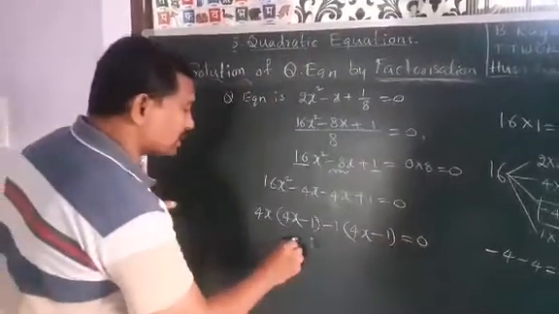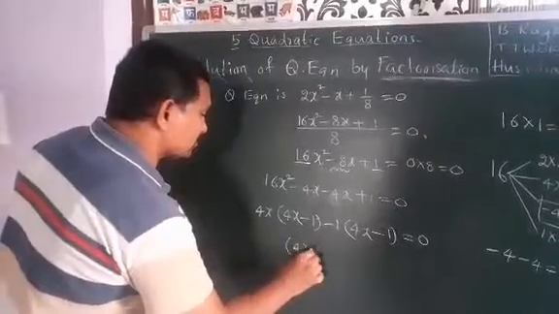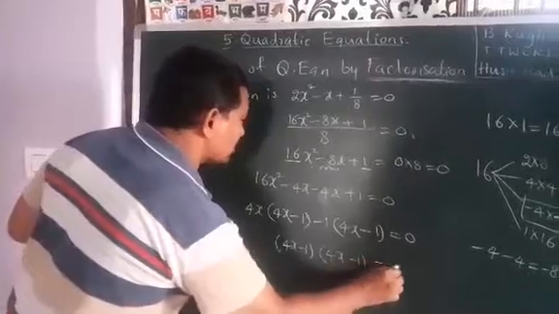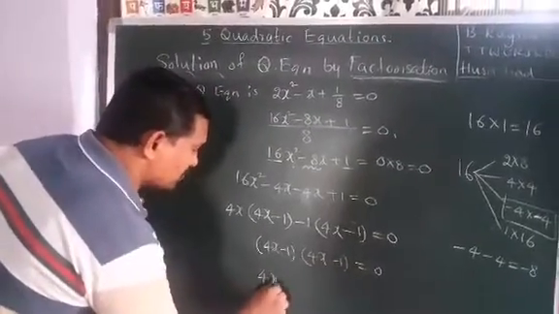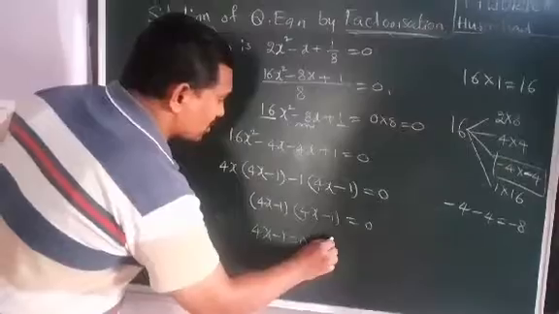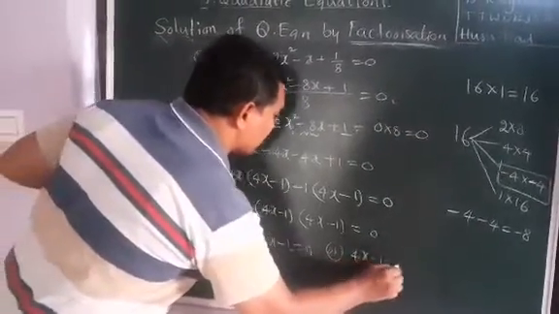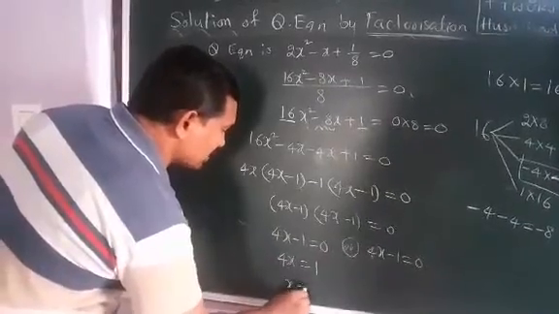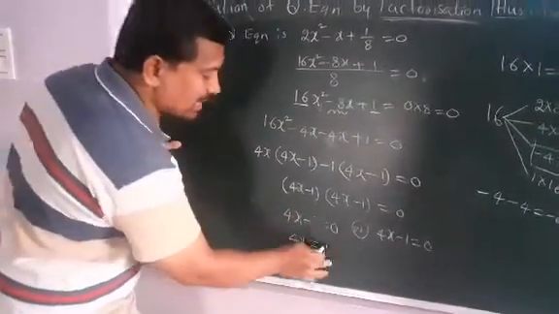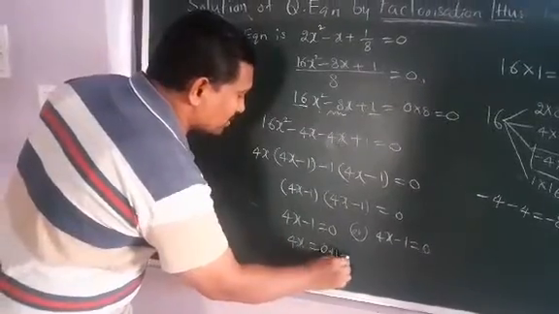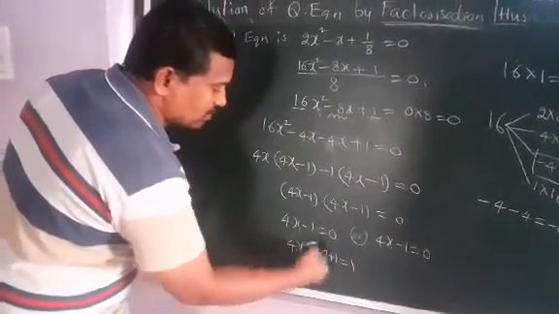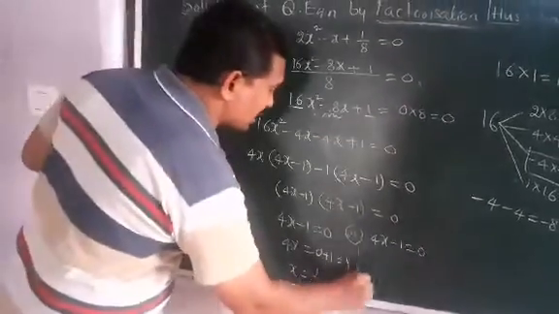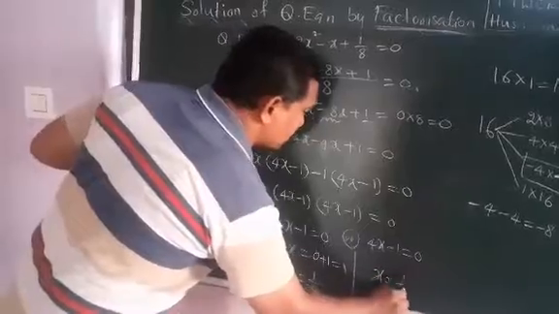So again take 4x minus 1 common. What is there here? 4x minus 1 equals 0. That is 4x equal to 1. Minus 1 transposes to the right side: 0 plus 1, that is 1. 4 is multiplying, so it goes to the right side and divides. 1 by 4. These two are the same. If you solve here also, you can get x equal to 1 by 4.